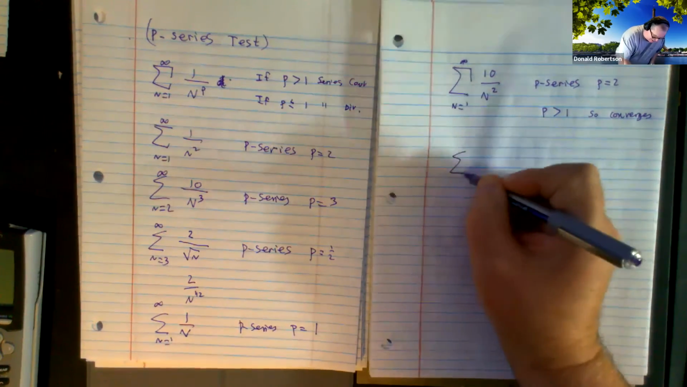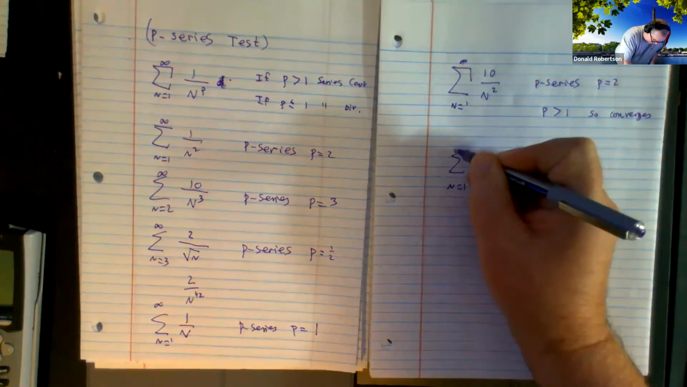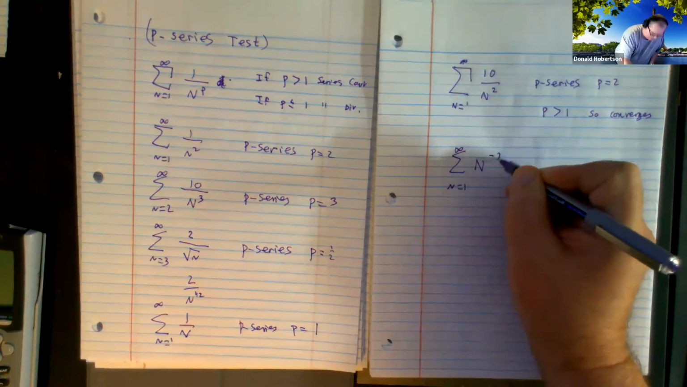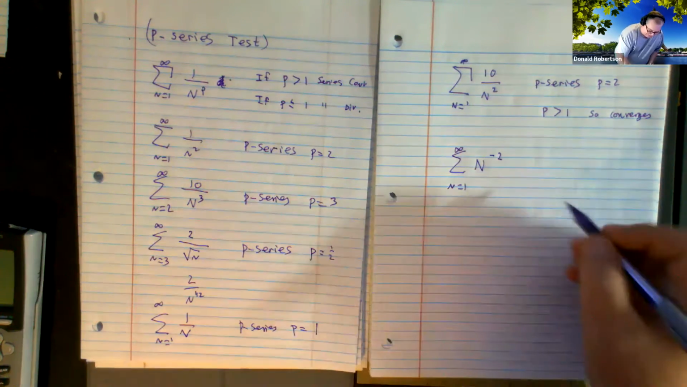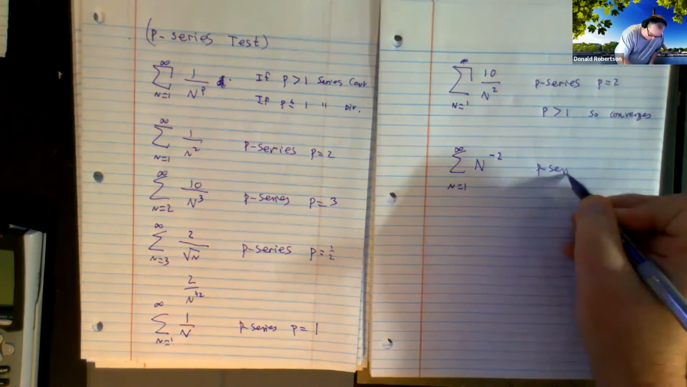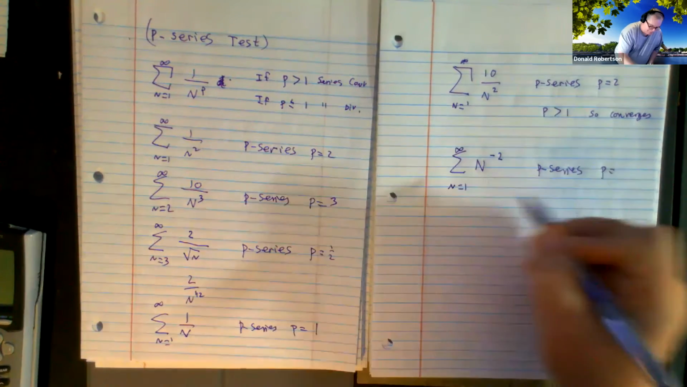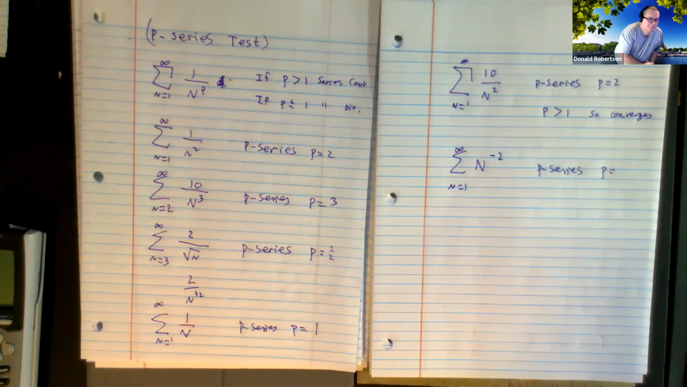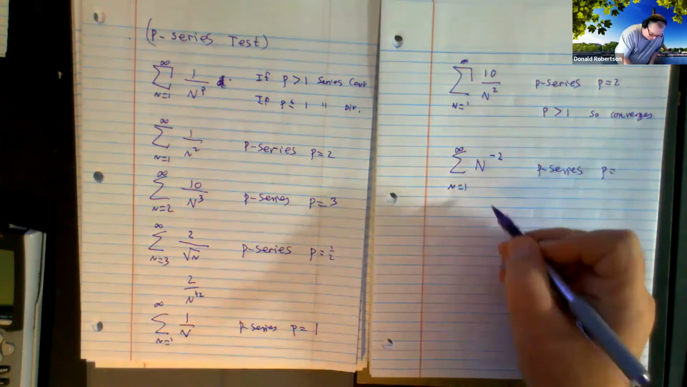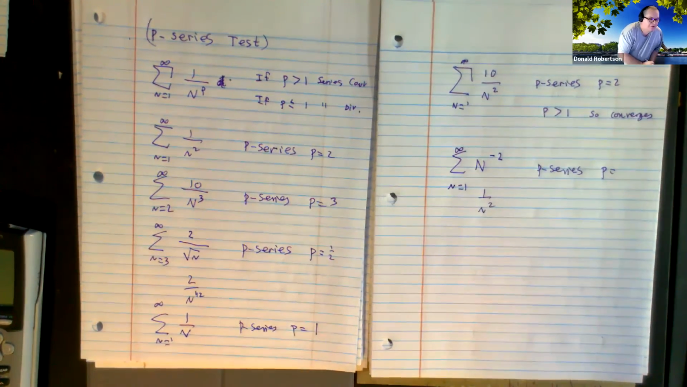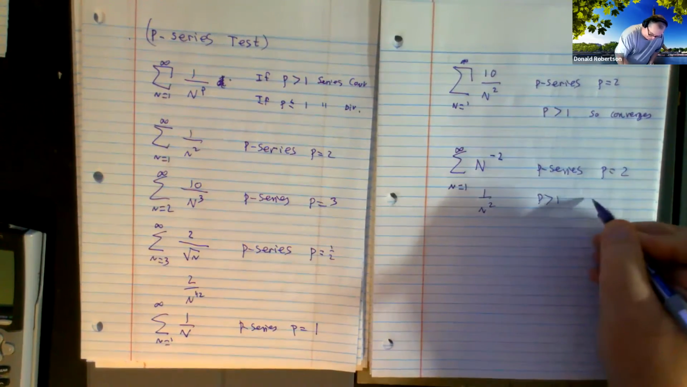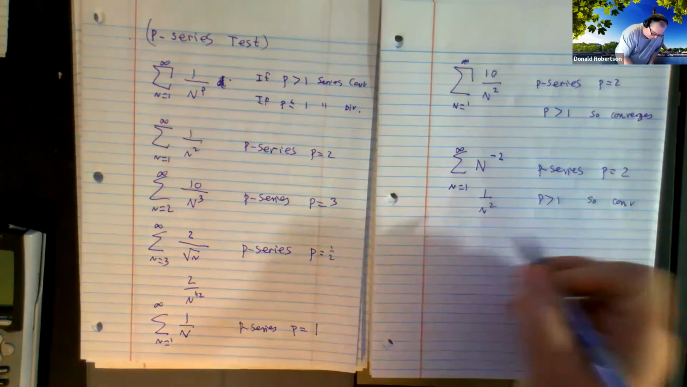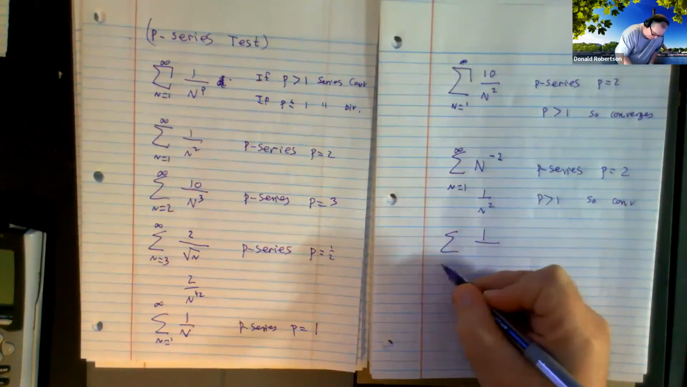Now, they might be sneaky. They might write it like that. It is a P series. What's the P value for that guy? 2. Agreed. It's not negative 2. Agreed, it's 2. Because isn't that just another way of writing that guy? So they might try and catch you that way. Here's another way they might try and catch you.